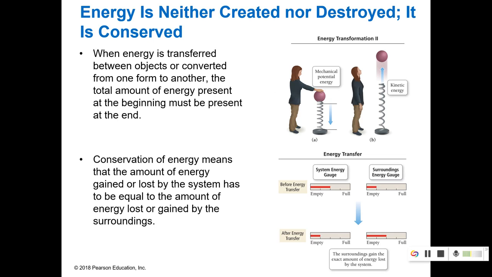So just remember the law of conservation of energy: energy cannot be created or destroyed. We generally just change it into another type of energy. So here in this first image, we've got a lady, she's pushing the spring down, so it's got mechanical potential energy, but when the spring pops back up, the ball is moving, so now we've got that kinetic energy.